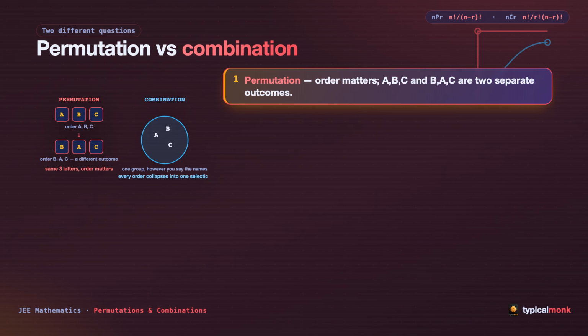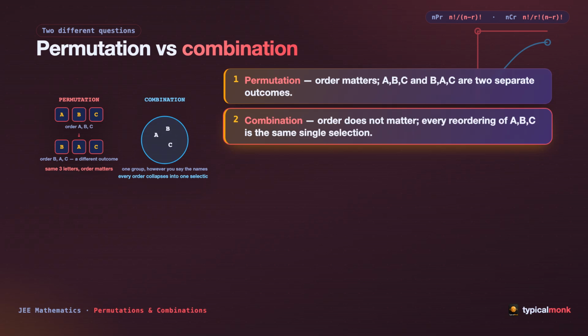Look at these 2 panels. First, the permutation panel. A, B, C in that order is one outcome. B, A, C is a completely different outcome. Even with the same 3 letters, order matters every single time. Second, the combination panel. Here, A, B, and C sit inside one circle. Every order you could say them in collapses into the same single group. Order does not matter here at all.